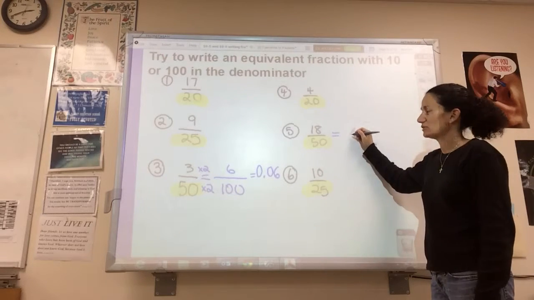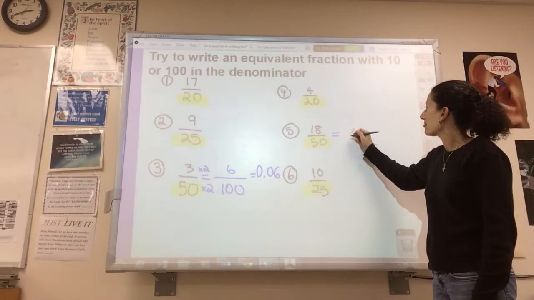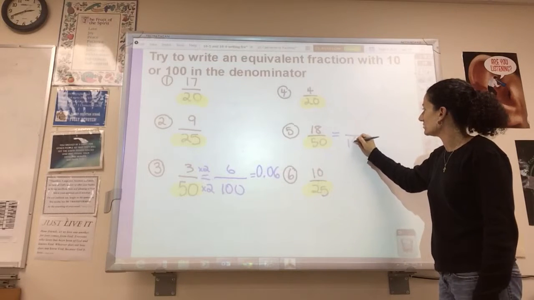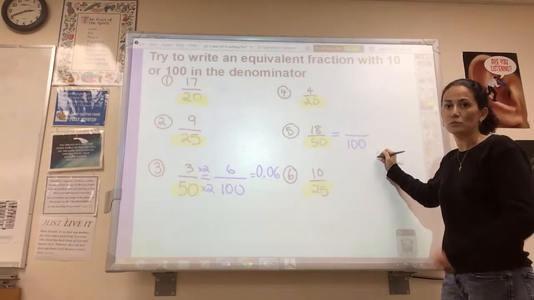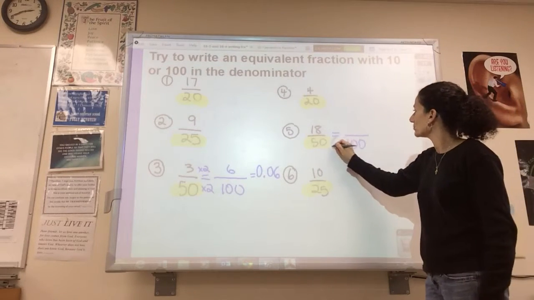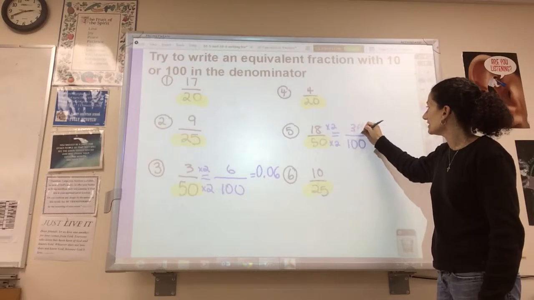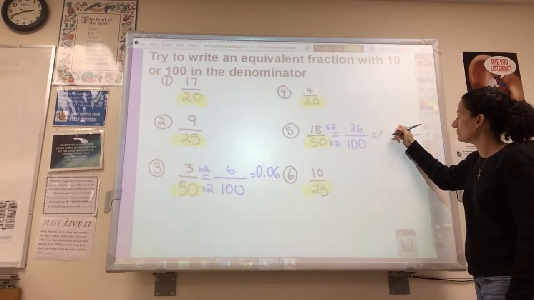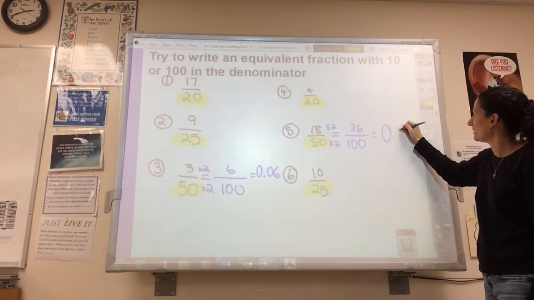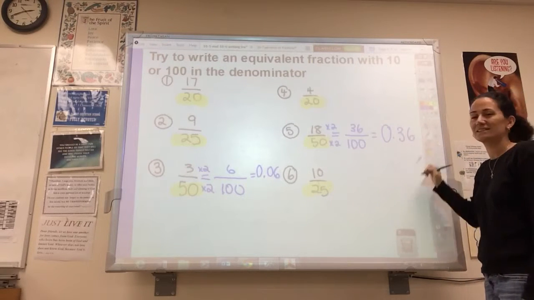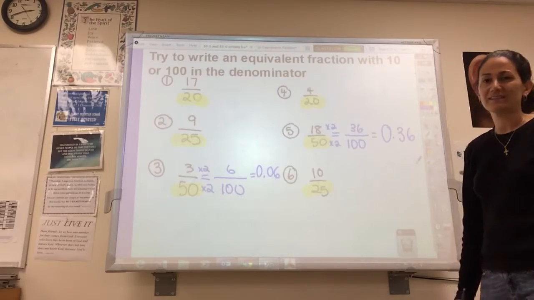I hope you had a chance to try 18/50. We can easily turn this into an equivalent fraction with 100 on the bottom by multiplying by 2. 18 times 2 is 36, and 36/100 is written as 0.36. Is that what you got?